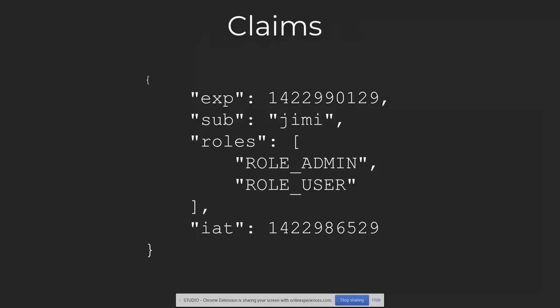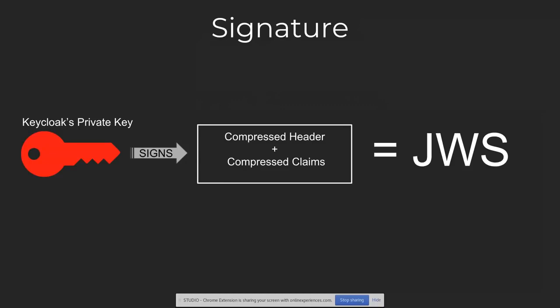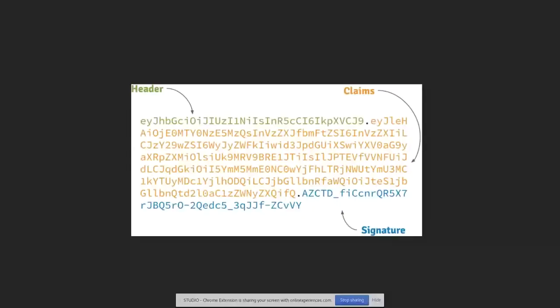You have some mandatory fields, but you can add any custom payload that you want. And once you have this, Keycloak will sign this token. And how will it sign this token? Well, Keycloak has a private key and a public key. It will use its private key to make the signature of the token. And that means that if anyone wants to take your token and change something in it, well, the signature won't be valid anymore. That is how the token looks once it's compressed.